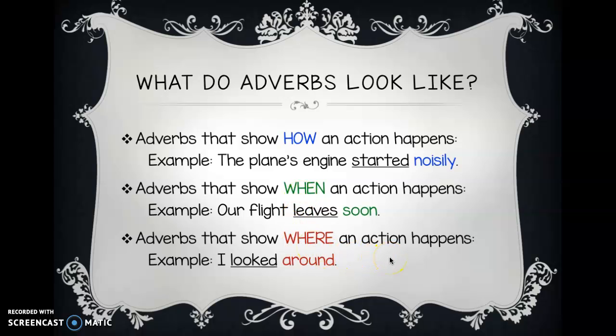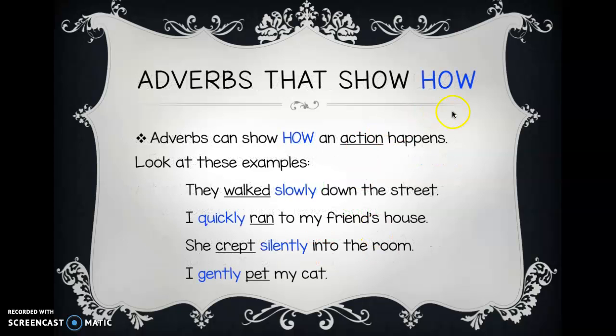Let's look at some more examples. So some more examples of adverbs that show how an action happens might look like this. They walked slowly down the street. Here we have an adverb that does end in these clue letters ly, and it describes how they walked. How did they walk? Slowly. I quickly ran to my friend's house. In this case, quickly comes before the verb, and it does end in those two clue letters, ly, but the key important thing to remember is that it describes how they ran to the house.